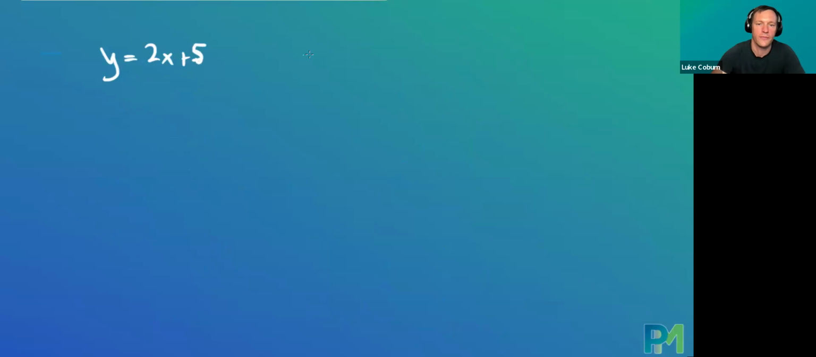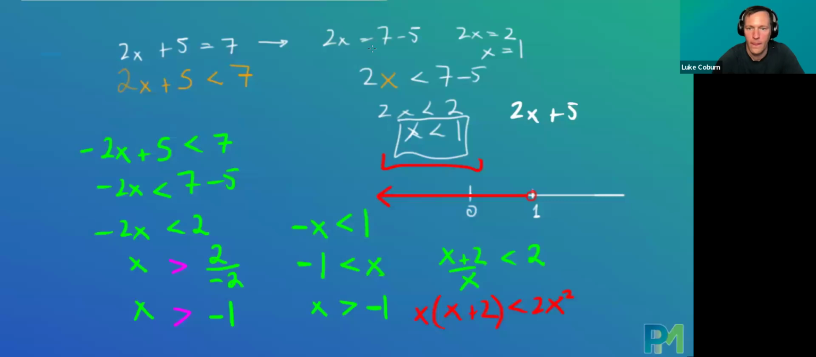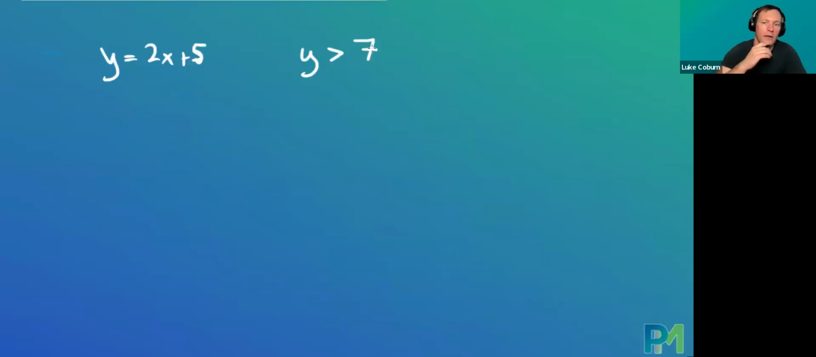And the question is, tell me where y is greater than 7. So where is y greater than 7? That would mean if y is greater than 7, then 2x plus 5 is greater than 7, right? Which is what we had before. So 2x is greater than 7 minus 5. So 2x is greater than 2. That's x is greater than 1. So when x is greater than 1, y is greater than 7.